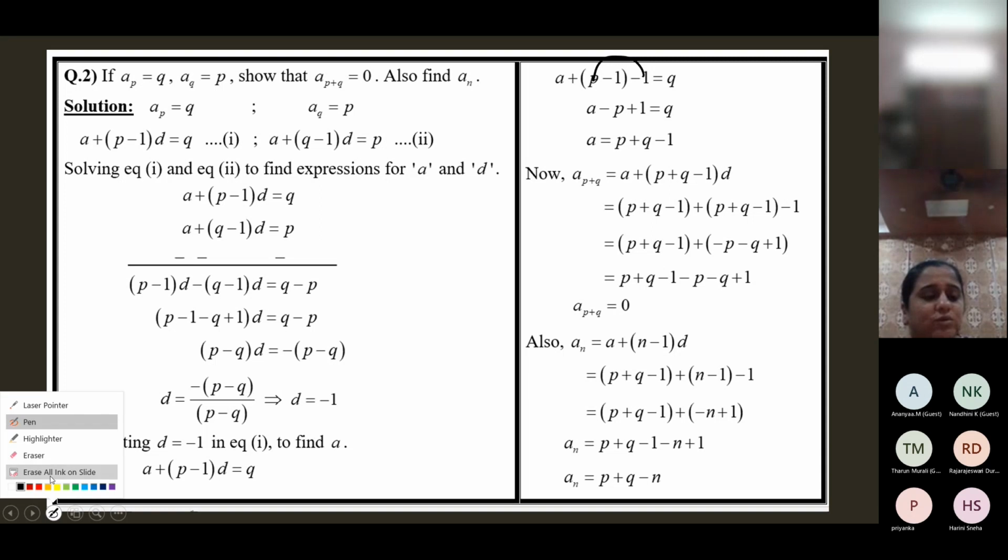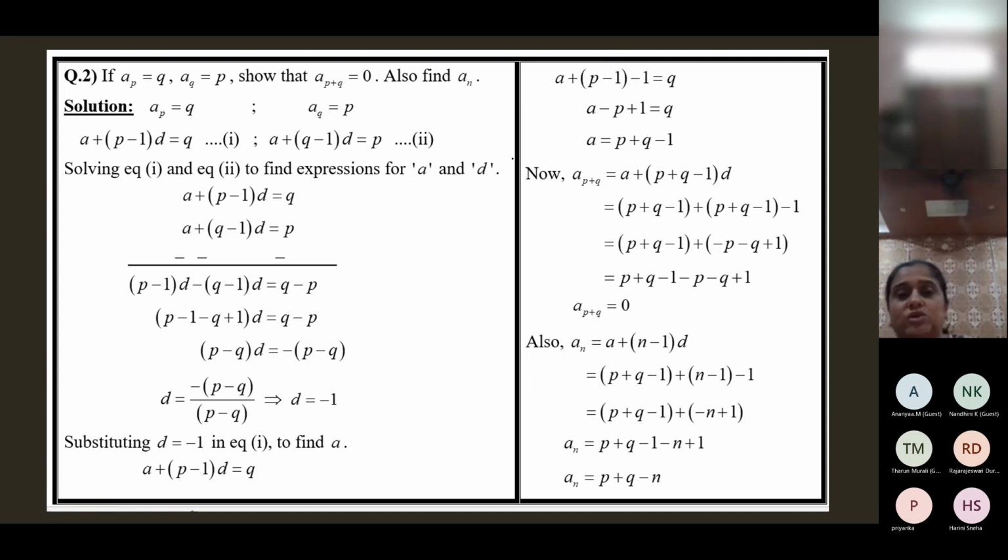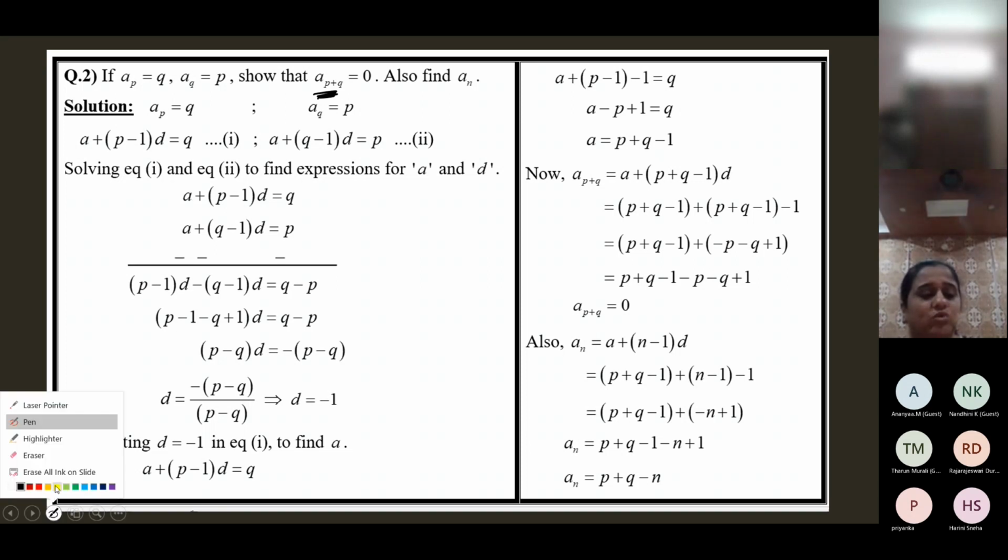So now what are we supposed to do? We are finding the expression for A. We found D, and now we find A. So A is equal to, have A on one side and take everything to the other side. A is equal to P minus 1 plus Q, or P plus Q minus 1. Now we have found the expressions for A and D. Now let's find the P plus Qth term.